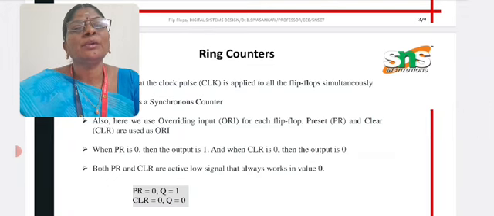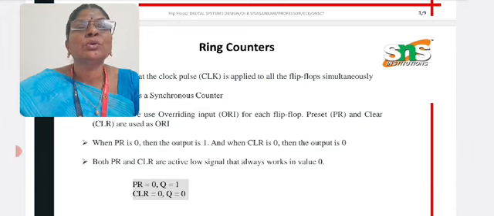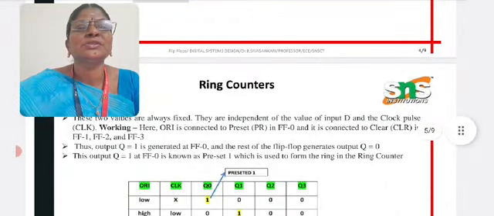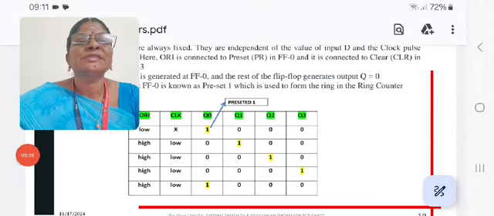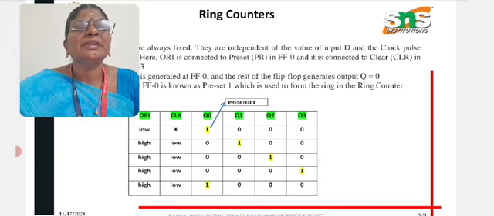Also, here we use overriding inputs, called ORI, for each flip-flop. Preset PR and clear are used as overriding inputs. When PR is 0, then the output is 1, and when clear is 0, then the output is 0. Both PR and clear are active low signals that work on the value 0. PR equal to 0 gives Q equal to 1, clear equal to 0 gives Q equal to 0. This is the working principle of the flip-flop. If preset is 1, then it is low. If ORI is low, then this will be your output. It has a complementary output.